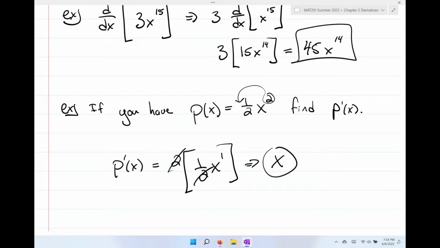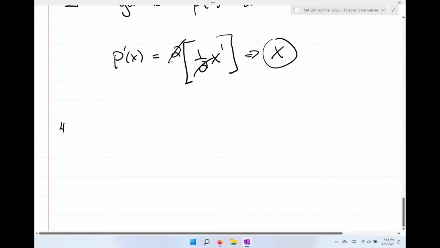The fourth rule is the sum. Actually, I'm going to combine them. Your book separates them. I don't know why they always do this, but it's going to be the sum or difference rule. All right? And what this says is basically this.